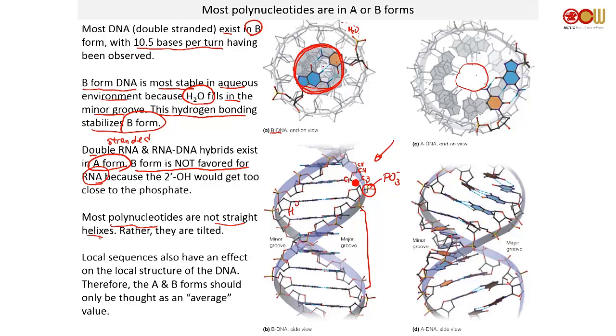Now, what's also very important is that local sequences have an effect on the local structure of the DNA. Therefore, even though I say DNA is always B and RNA is always A, all these A form and B form should only be thought of as an average value, because in reality it's not going to be perfect. A lot of C's and a lot of G's will have a different play in your secondary structures.